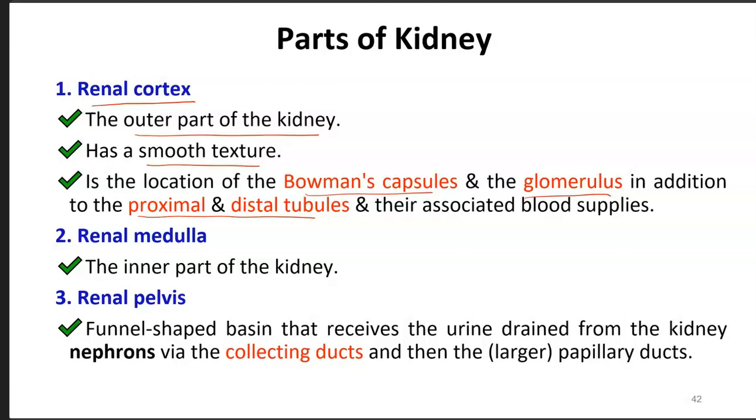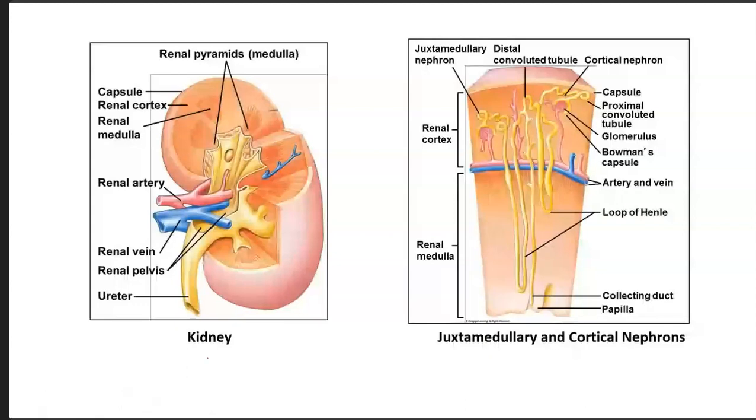And then you have the renal pelvis. It is a funnel shaped basin that receives the urine drained from the kidney nephron via the collecting ducts, and then to the larger papillary ducts. So this is the diagram to show you how the kidney looks from inside. The cross section of kidney.